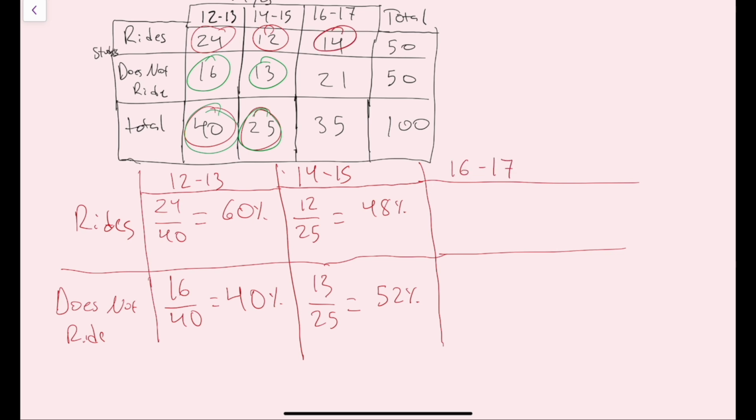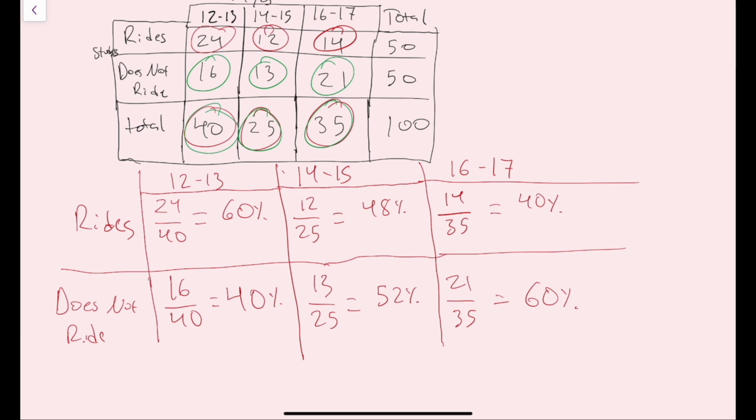And I have 14 out of 35. So 14 out of 35. I can divide out a 7 from the top and bottom, and I would get 2 out of 5, which is 40%. And then over here, I have 21 out of 35. If I divide off a 7, I get 3 out of 5, and that is 60%.